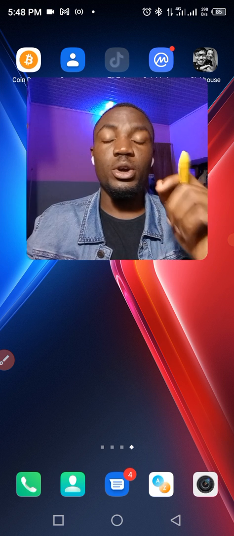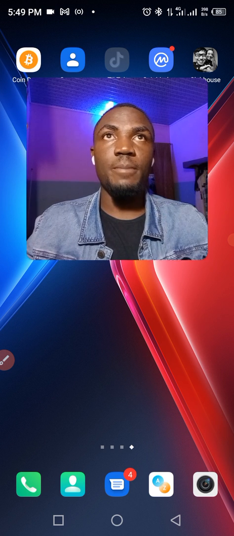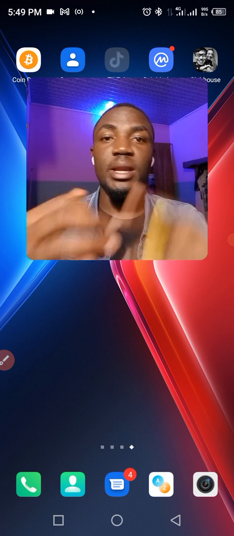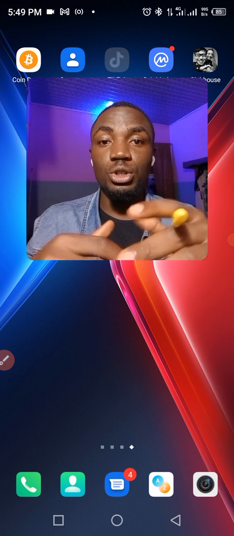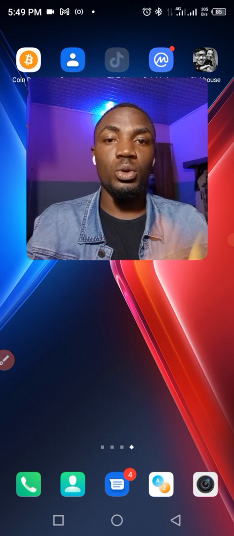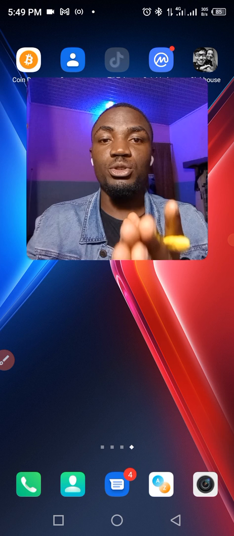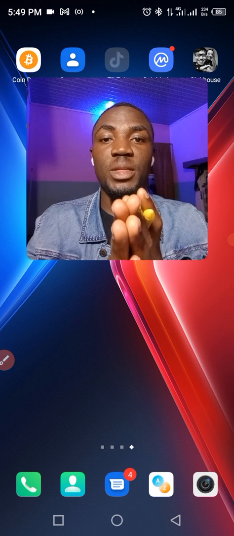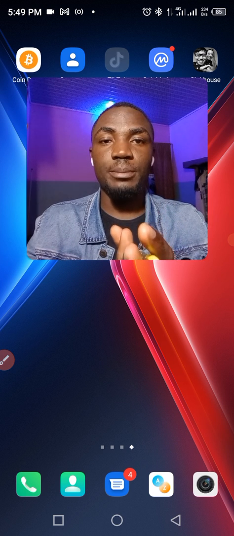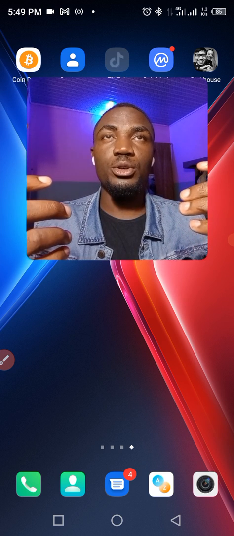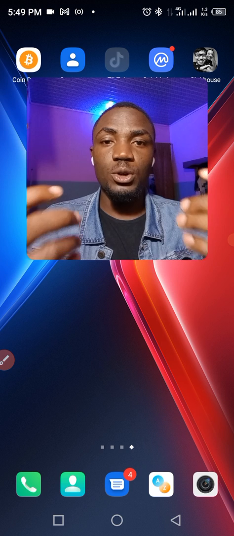Before we go there, CoinMarketCap comes in both web and app versions. They all perform the same function, just like using Facebook on web and Facebook on app. For the sake of this video tutorial, we're going to be using the app version. So just go on your Google Play Store and download it.